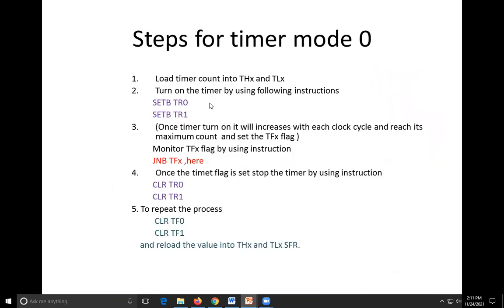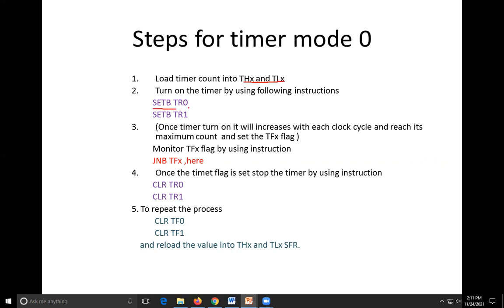There are steps for that. What are the steps? First, load the timer counter from THX and TLX. Then set the TR0 bit.